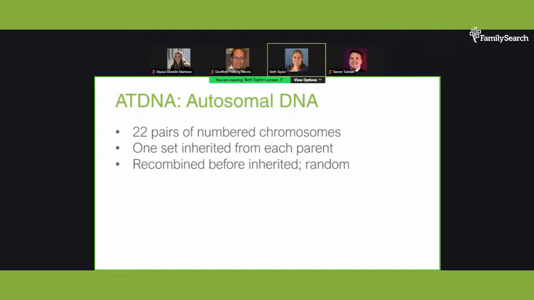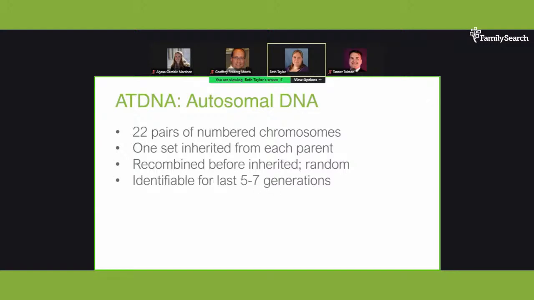However, before you get what you get from each parent, the DNA goes through a process called recombination, which means that you don't get a quarter of your DNA from each grandparent. So you'll get different percentages from each grandparent, not an exact quarter. So it's only at the parent level that you can say you got half. From there, it gets to be a little bit more random. There's a lot of randomness in inheritance.